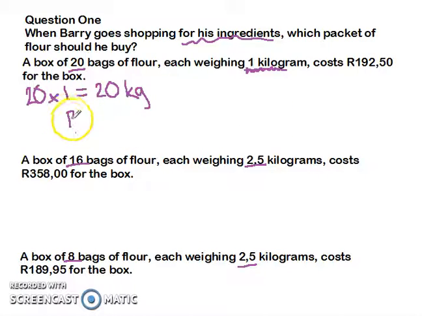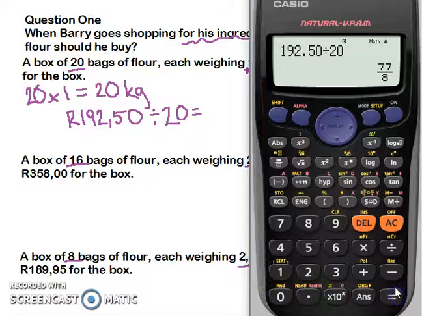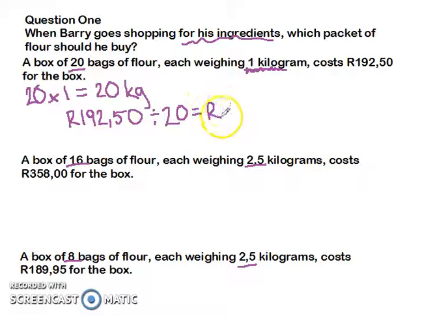To calculate the unit price, we take the price of the whole box, or the whole amount, 192 Rand and 50 cents, and we divide it by the number of kilograms. So I don't know about you, but I can't do this in my head. So let's get the calculator up. 192.50 divided by 20 gives us 9 Rand, and let's call it 63 cents. So the price per kilogram is 9 Rand and 63 cents. Let's do the same over here.